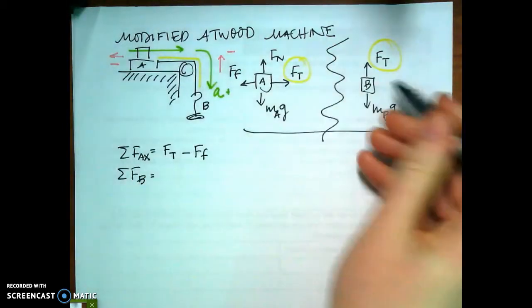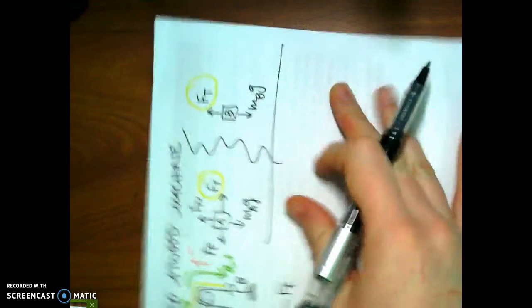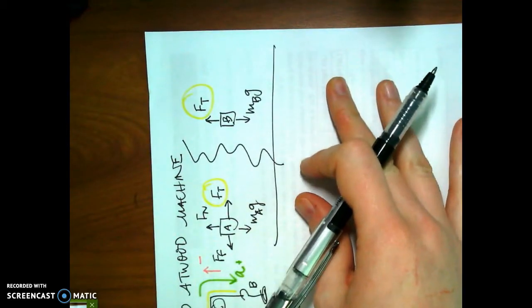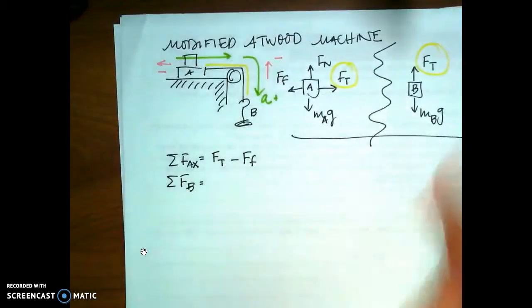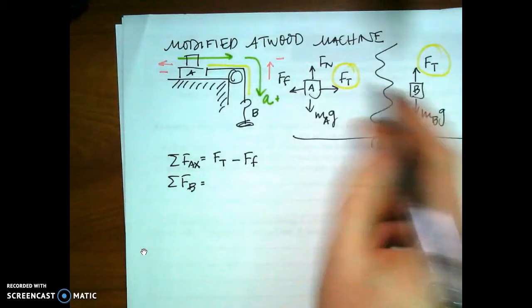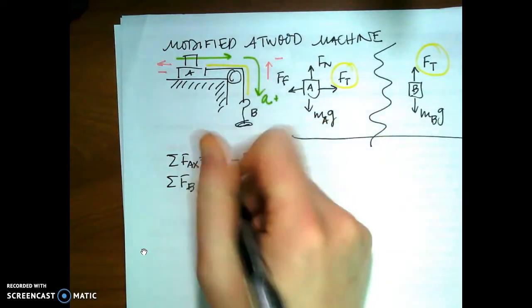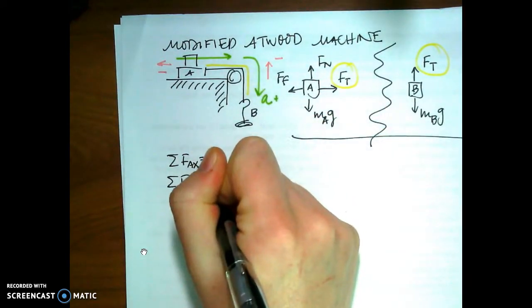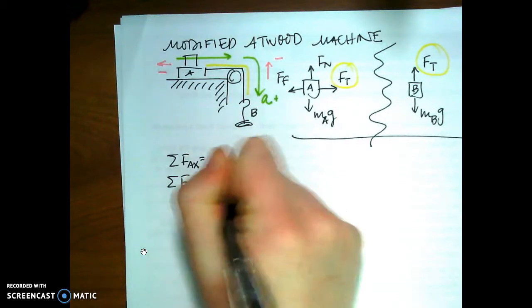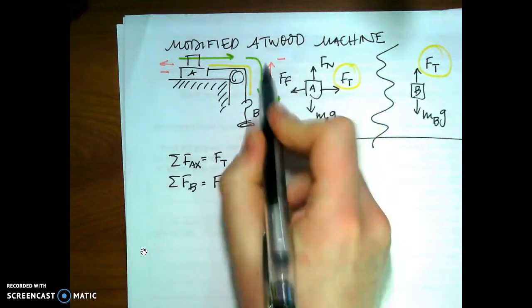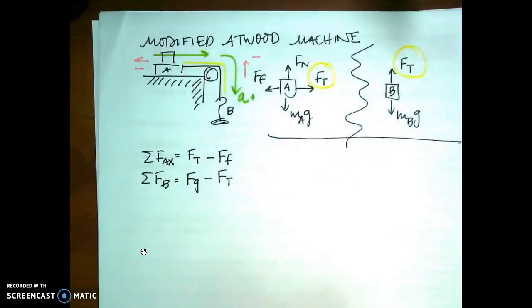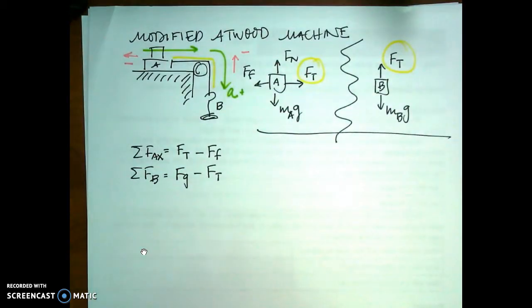For object B, I'm going to imagine I turn my paper sideways, that this is my applied force over here. This is still a horizontal direction if I turn it this way. So that's why I'm allowed to use those same directions. The force due to gravity is acting downward. And the force of tension is acting upward, which is my negative direction. So that is my equation for the net force for object B.